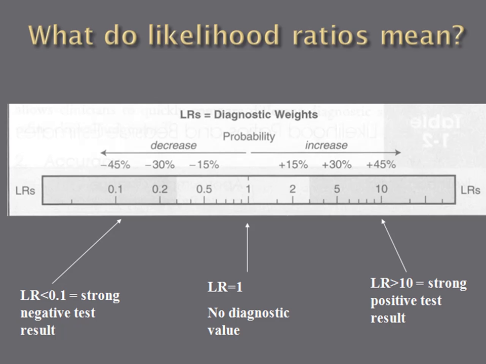If you go to the other end of the spectrum and look at the LR of 0.1, you can see that it increases the probability that the patient does not have the disorder if the test result is negative. It changes the probability that the patient does not have the disorder by about 40%. But you can also see that a likelihood ratio of 1 really doesn't change anything. It indicates that the test has no discriminative value in determining the probability that the patient does or does not have the disorder.